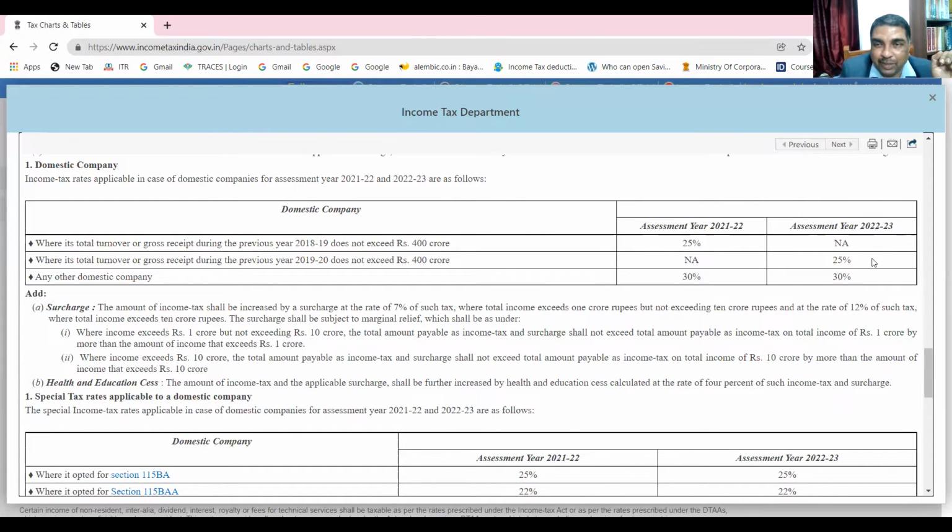For assessment year 22-23, in which situation will the 25% rate be applicable? Where the total turnover or gross receipt during the previous year, which previous year? 19-20, does not exceed 400 crore. But if you refer to assessment year 21-22, the rate is 25% where its total turnover or gross receipt during the previous year 18-19. So next year, if this provision continues, let us see what this coming budget says. You can also find the rates for assessment year 23-24, normally you can expect one, because the budget has not come. So you can see, instead of 19-20, what will be written here?